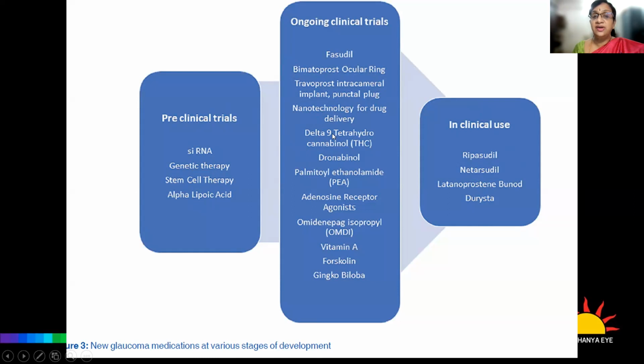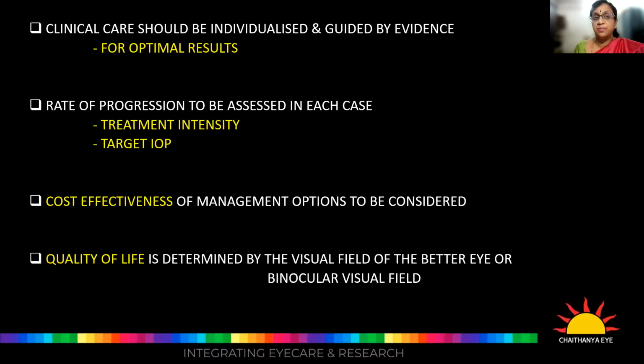Nanotechnology is fast evolving. Rings and travoprost plugs hopefully will hit the market. And you have the omidenepag isopropyl, which actually is marketed in Japan. It is yet to get US FDA approval. Ginkgo biloba is used, vitamin A, vitamin C, there's not much of a role.